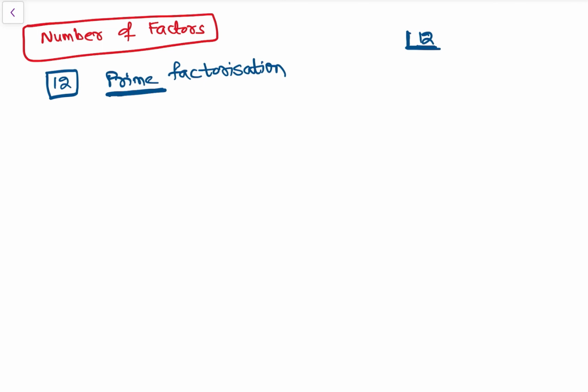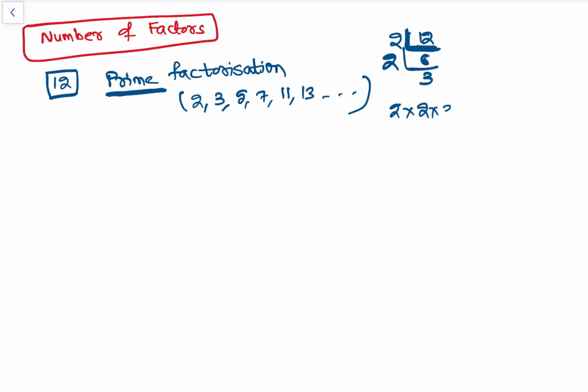So prime numbers are what? Prime numbers are 2, 3, 5, 7, 11, 13, and so on. These are prime numbers, right? So we need to bring this number into multiples of prime numbers. So we can take 2 here. So 2 sixes are 12. Then again 2 threes are 6. So 12 would be written as 2 into 2 into 3. Okay, 2 into 4, 4 into 3 is 12. So this is the prime factorization of 12.